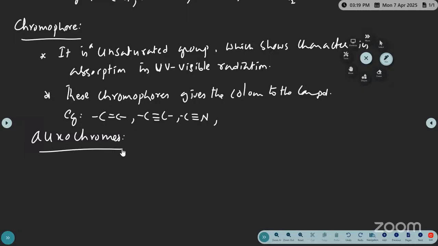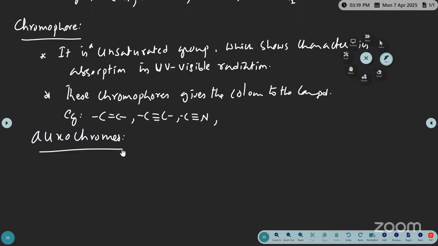Auxochromes. These auxochromes do not exhibit color; they do not give absorption on their own. But when they are connected to the chromophores, the absorption radiation shifts to a longer wavelength.